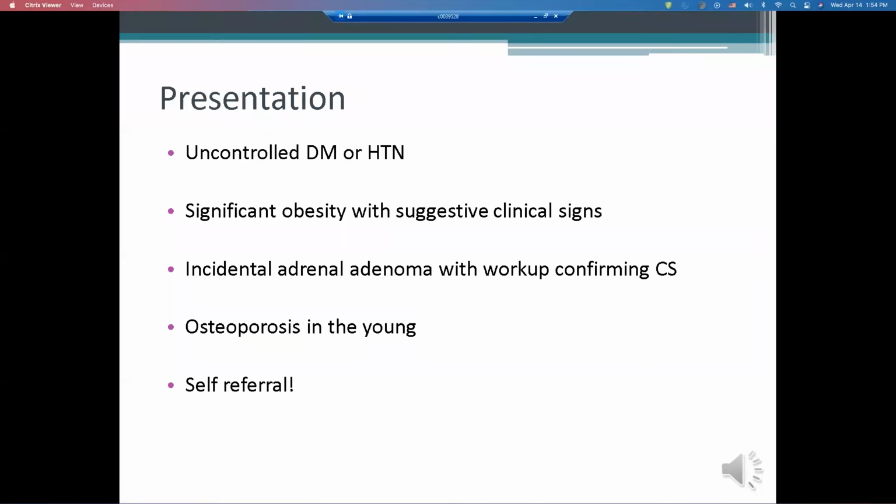And sometimes self-referral, a patient basically diagnosed himself or herself based on Google search. It's not uncommon these days. People really look up a lot of their symptoms and consult medical references online to come up with a diagnosis, and they come to you saying that I have Cushing, and try to convince them otherwise if you're really good.